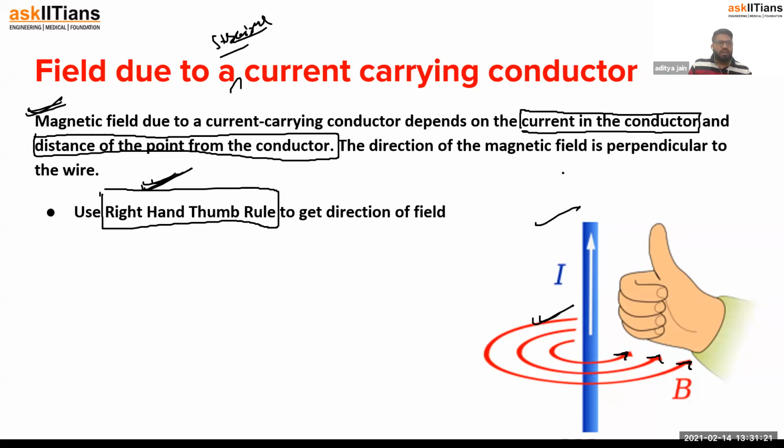You can see the direction of the magnetic field is perpendicular to the wire, because the current in this wire is upward and the magnetic field is in a circular plane. The plane of the magnetic field is perpendicular to the wire. This is the wire, this is the magnetic field, so the plane of the magnetic field is perpendicular to the current. So this was about a straight current carrying conductor. If current flows through a straight conductor, the direction of the magnetic field will be given by the right-hand thumb rule, and it will be perpendicular to the wire.